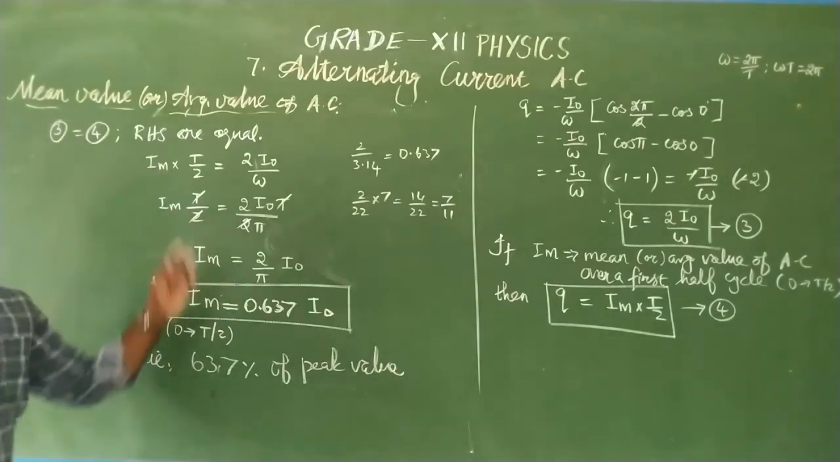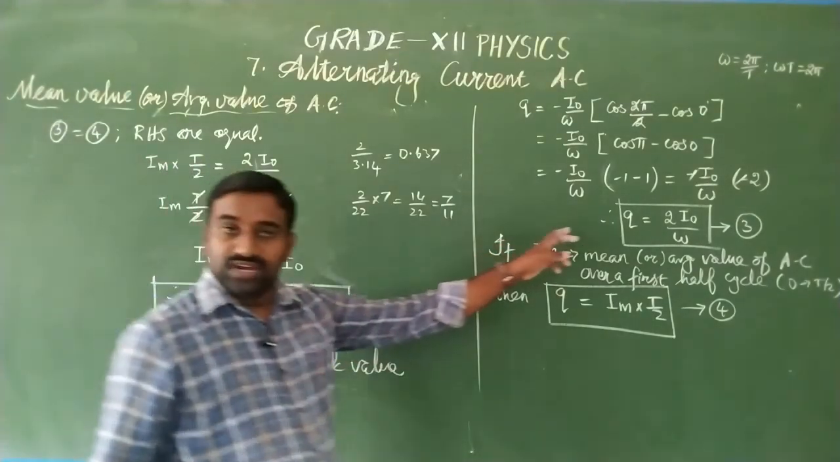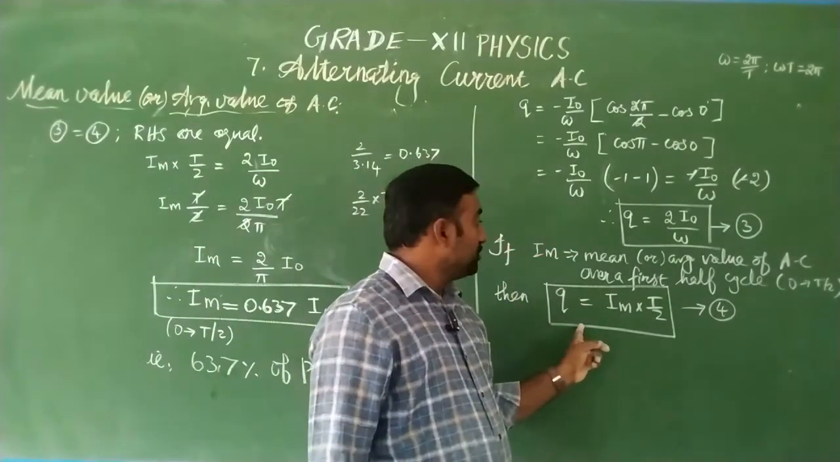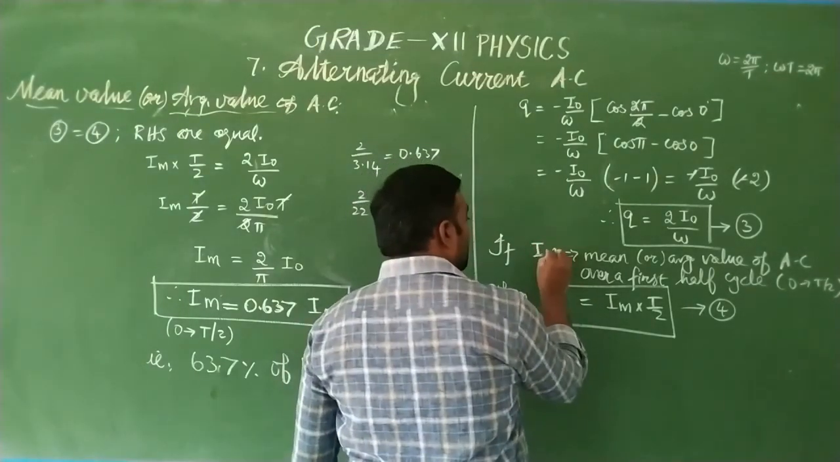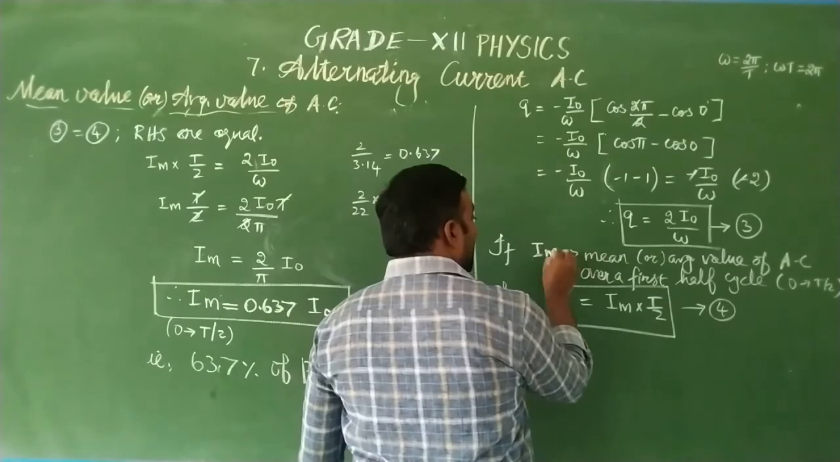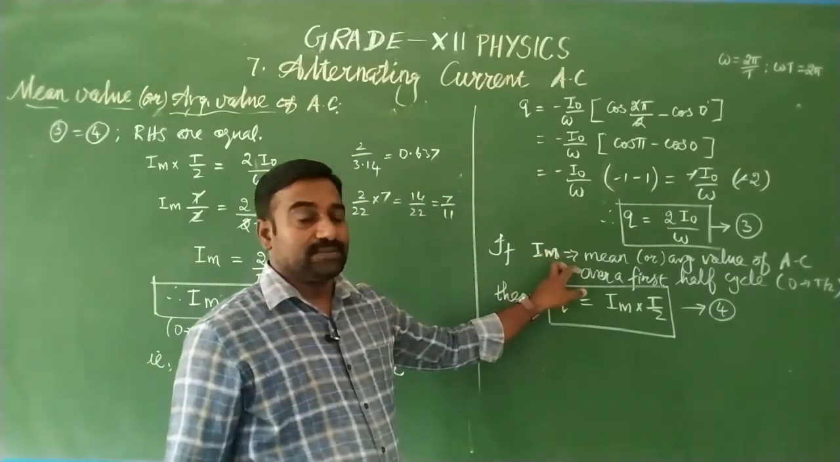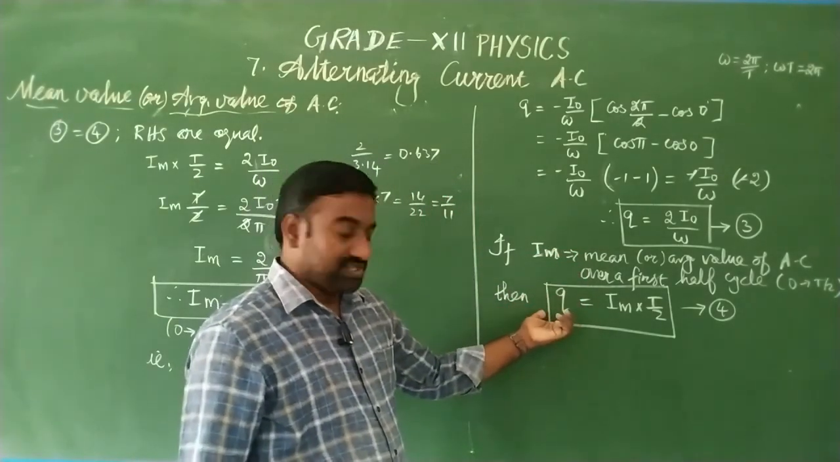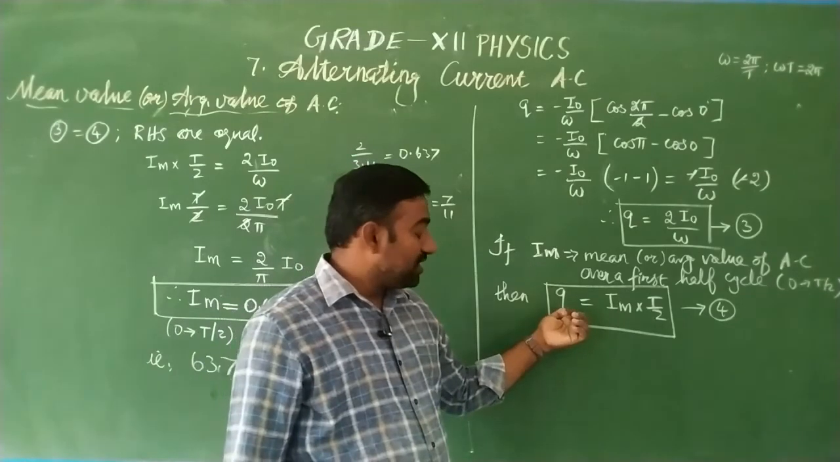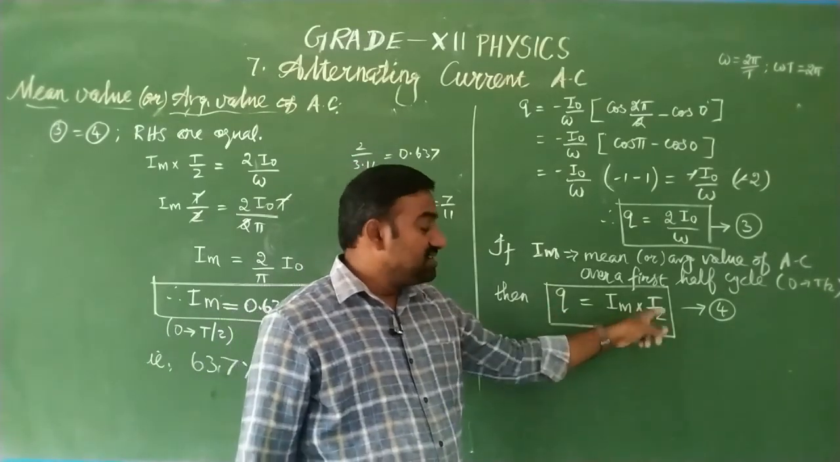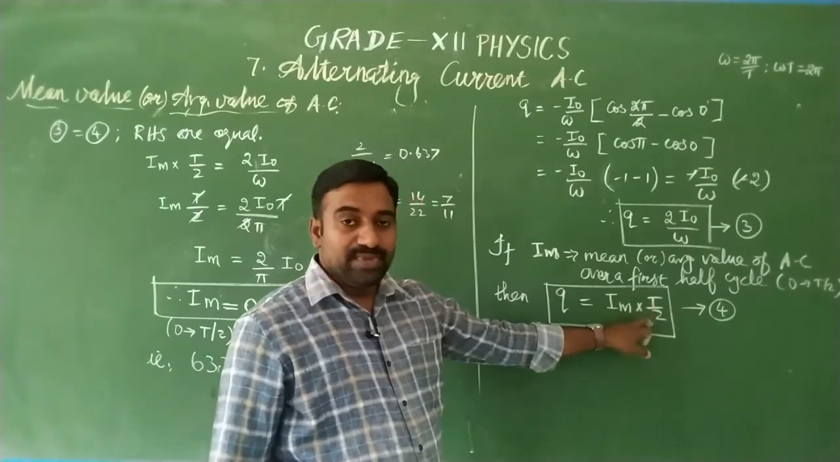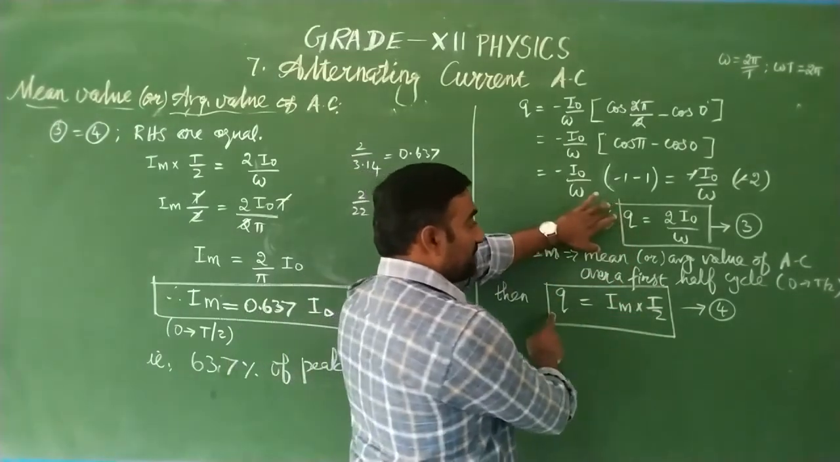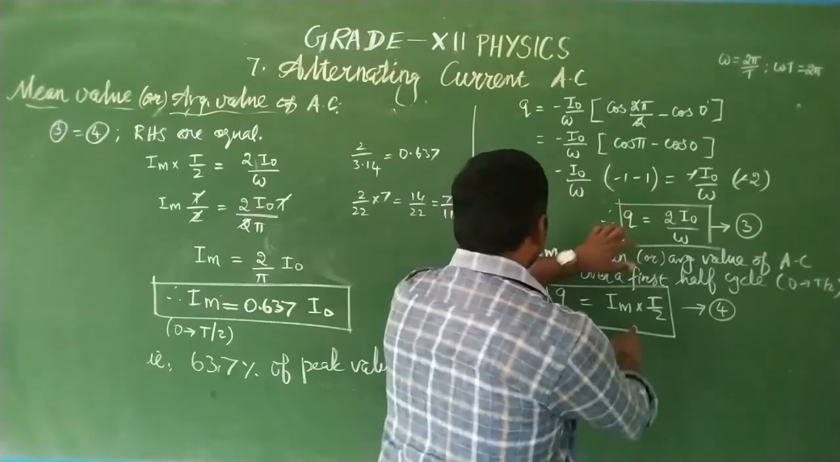So now we found the value. I think you have understood this so far. What have we additionally introduced here? Im. What is Im? Im is the mean or average value of AC current over the first half cycle. So the charge Q is equal to Im into T by 2. The first half cycle ends at T by 2. Comparing these two equations, the left hand sides are equal, so automatically we equate the right hand sides.